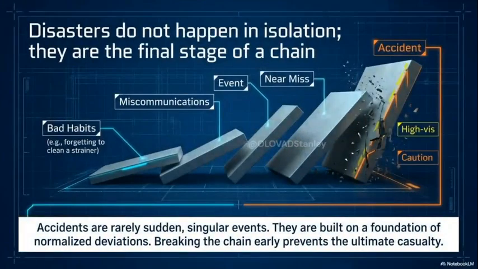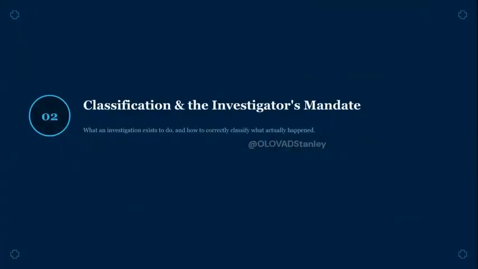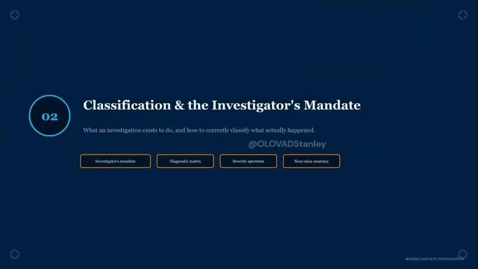Remember, disasters rarely happen in isolation. They are the final stage in a chain of events. By identifying and breaking this chain early, starting with small deviations or bad habits, we can prevent major casualties. Next, we will look at classification and the investigator's mandate.